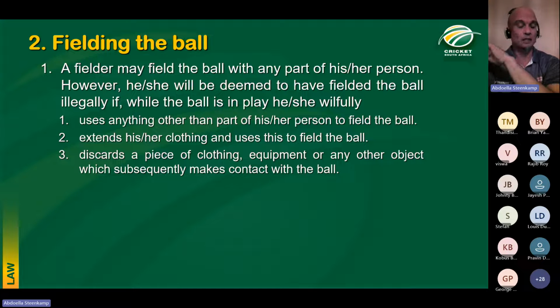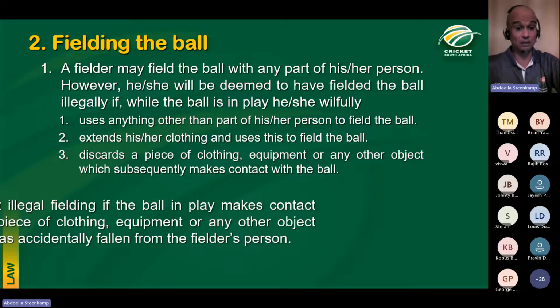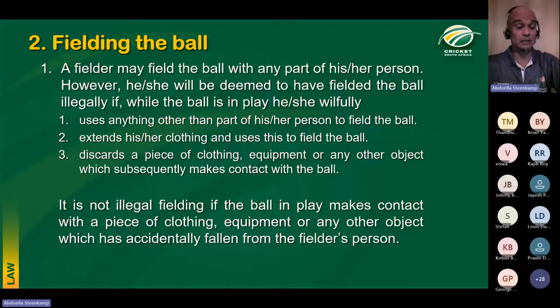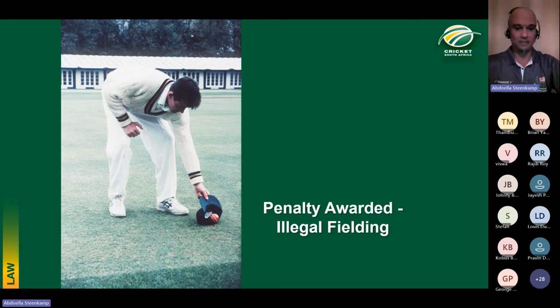So if you willfully discard a helmet, or you take your cap off and throw it to the ground, and while the ball is in play it touches this, it is deemed illegal fielding. But the clothing or equipment needs to be willfully discarded. If it accidentally falls from the fielder's person, like a fielder chasing after the ball and the wind blows the cap off, and the ball touches it while in play, that is not deemed illegal fielding. But if it's willfully discarded, whether it's your cap or your helmet, that gets seen as illegal fielding. Here's an example. This is not allowed.